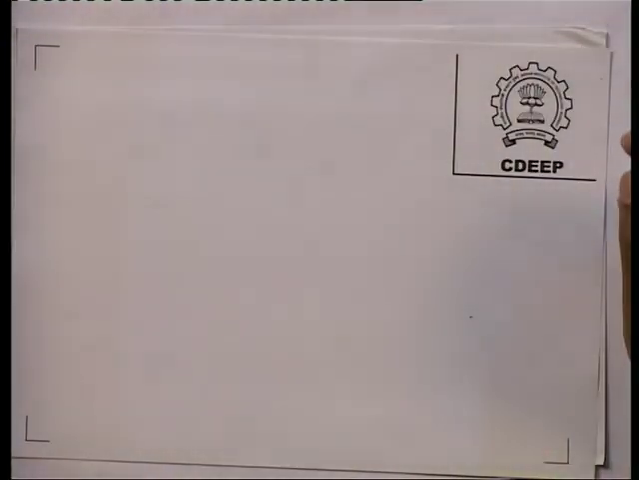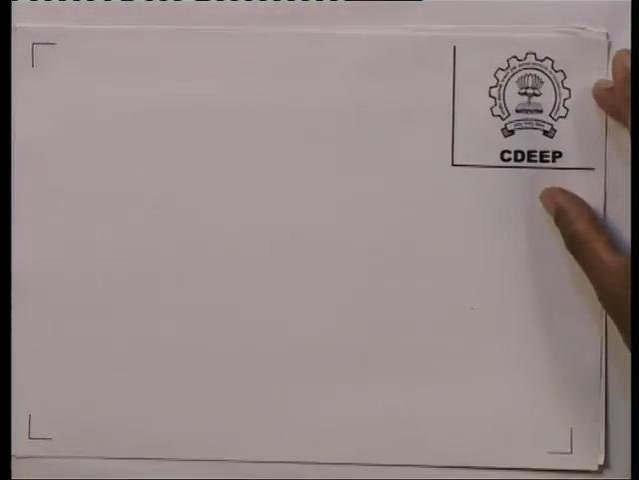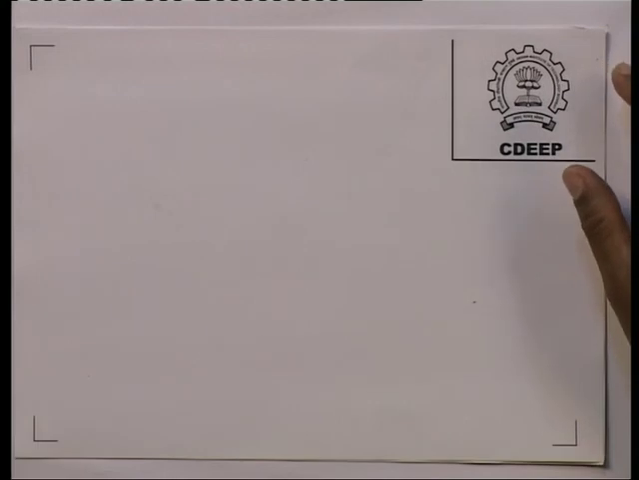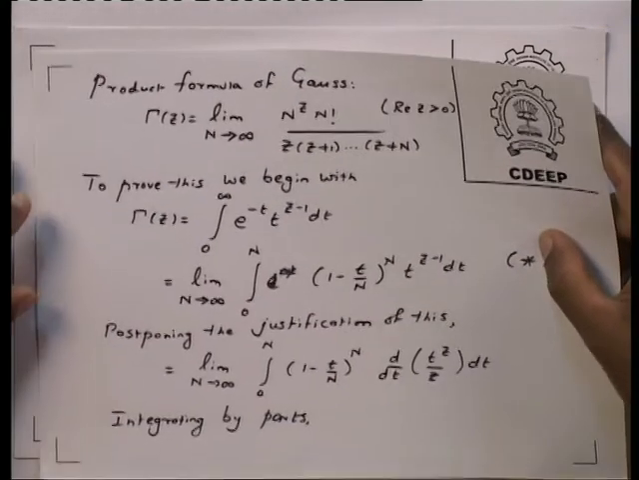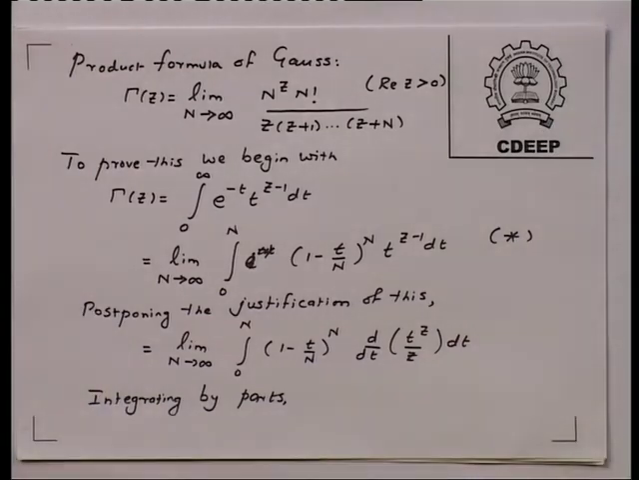Well, the next few minutes that are left, about 10 minutes, let us go to the next remarkable formula of Gauss, the product formula of Gauss. Gamma z equals the limit as n tends to infinity of n to the power z times n factorial upon z into z plus 1 into etc. z plus n, for the real part of z bigger than 0. So, you see that all the principal properties of the gamma function are being derived completely in this course.